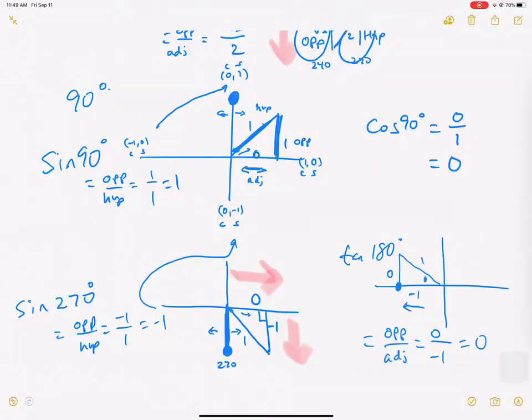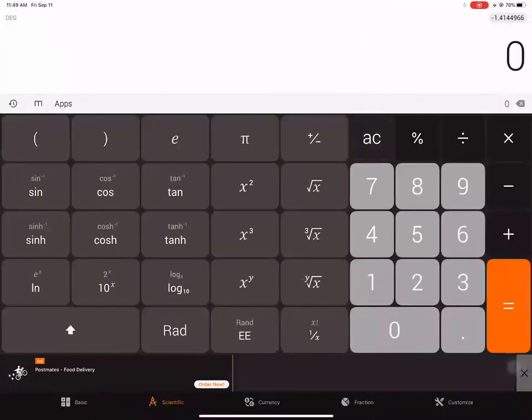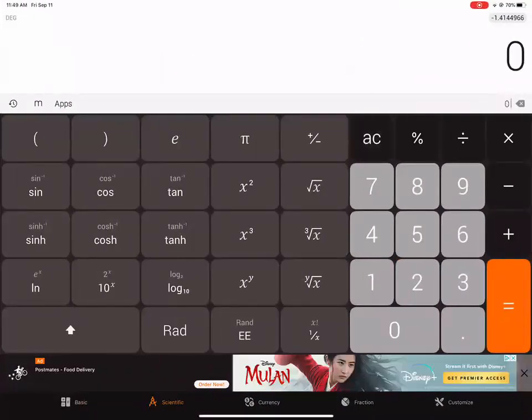To prove to you that this is true, if my angle is 0, what's the tangent of 0? Answer 0.